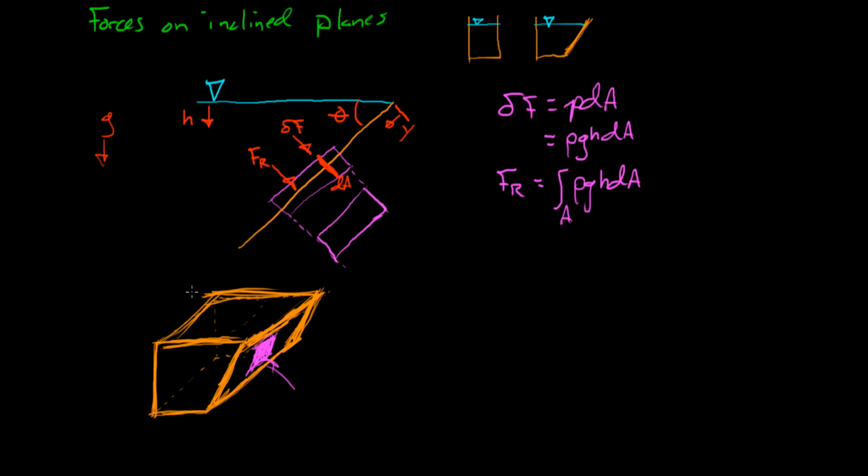Well, this comes from the similar triangles, or, well, just from trig, I suppose, where we can say that the sine of the angle theta is equal to the opposite leg, which is h, divided by the hypotenuse here, which is the y-coordinate, since y is measured along that surface. And what that lets us do is write that the reaction force is equal to the integral over the area of rho g y sine theta dA.